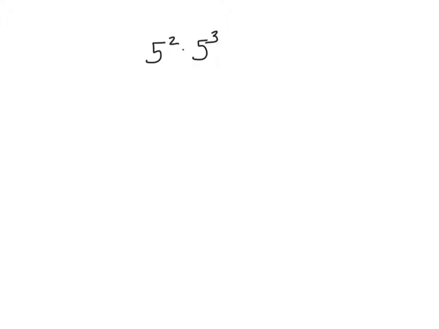Okay, so let's have a look at some of these exponent properties that we studied last week and just quickly review what we're talking about. 5 squared is 5 times 5, and 5 to the third is 5 times 5 times 5. If I add these up, I see I've got 1, 2, 3, 4, 5 fives, which means this expression is equivalent to 5 to the 5th power.